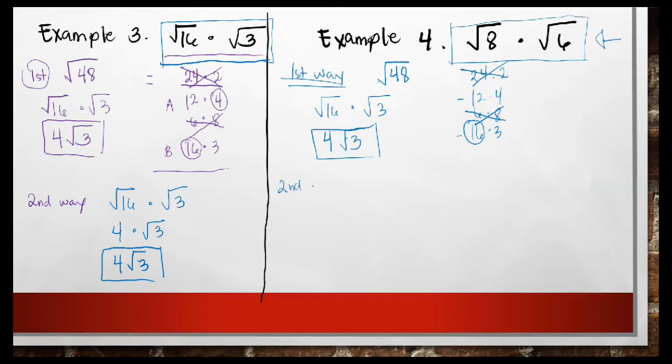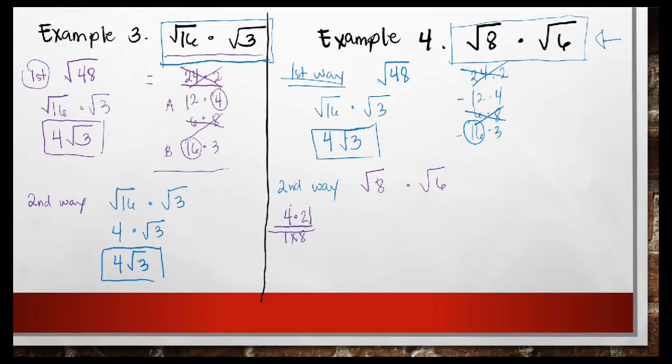For the second way, let's have our square root of 8 times square root of 6. So let's simplify first each radical expression or radical form natin. So the simplified form of our square root of 8, so the factors of 8 is 4 times 2 and 1 times 8. So ito lang yung factors ni 8, which the first factor has a perfect square. So therefore, ito yung kukunin natin.